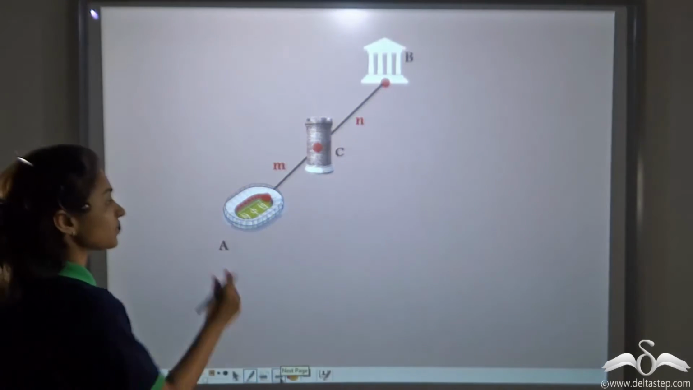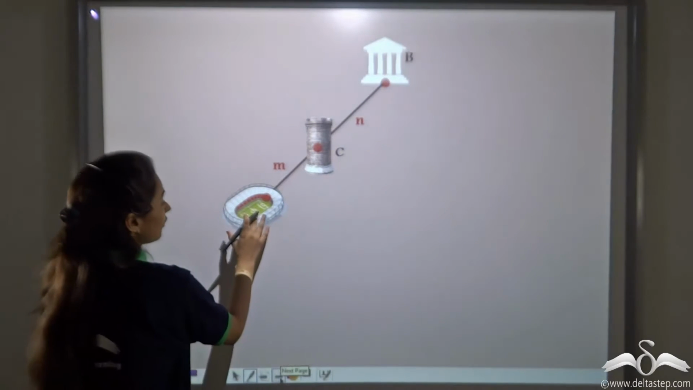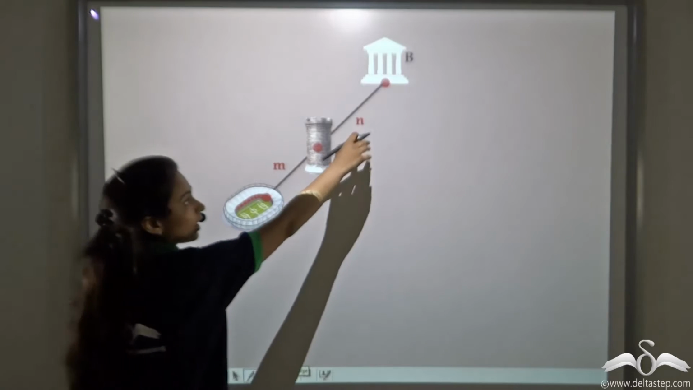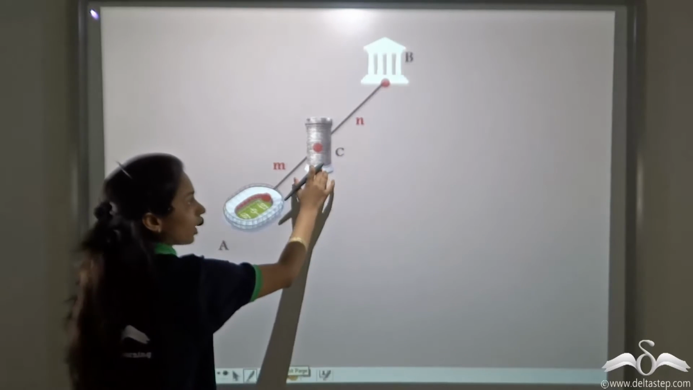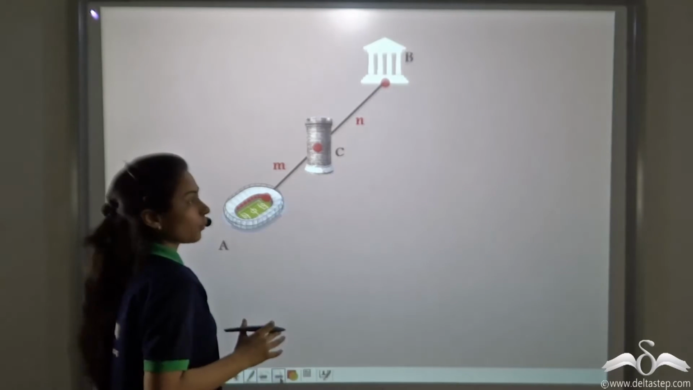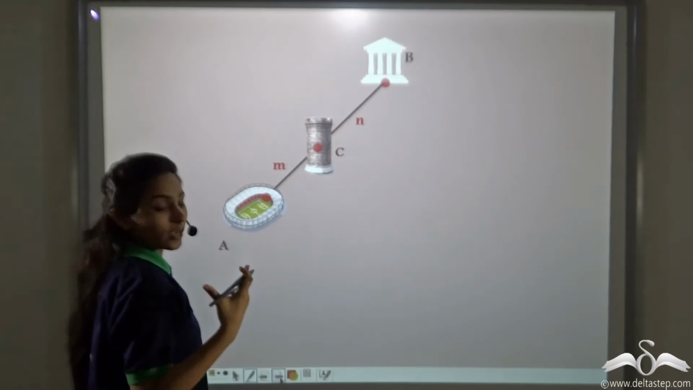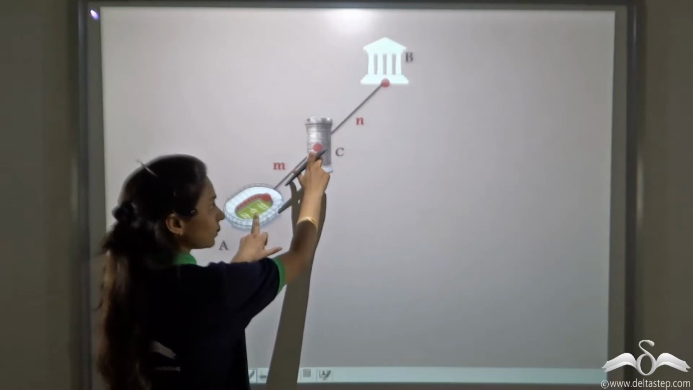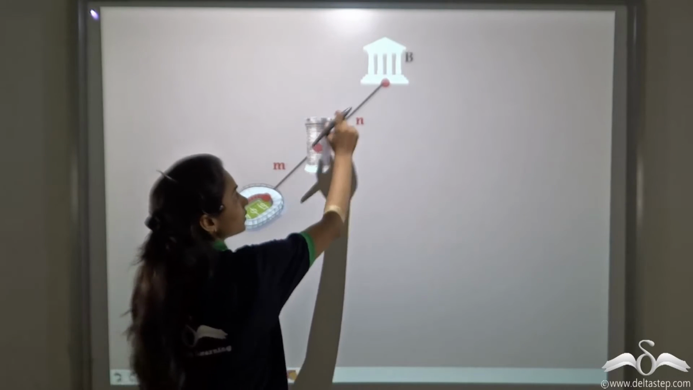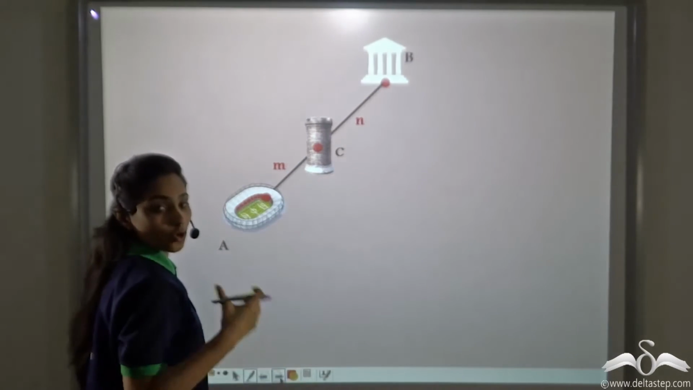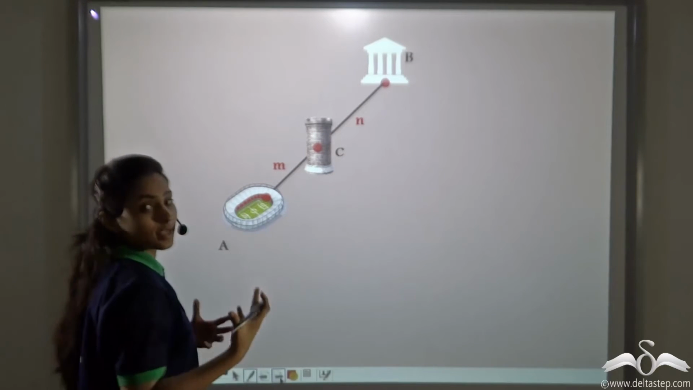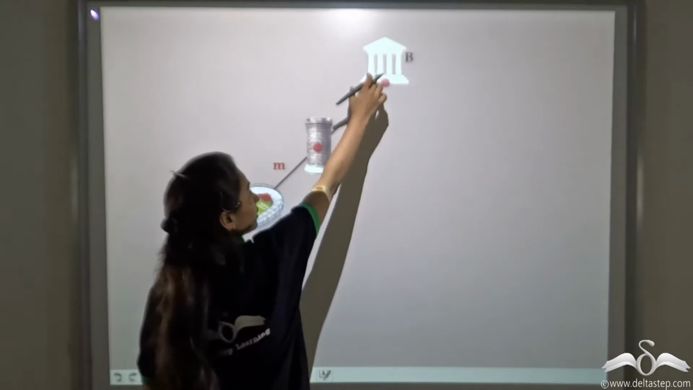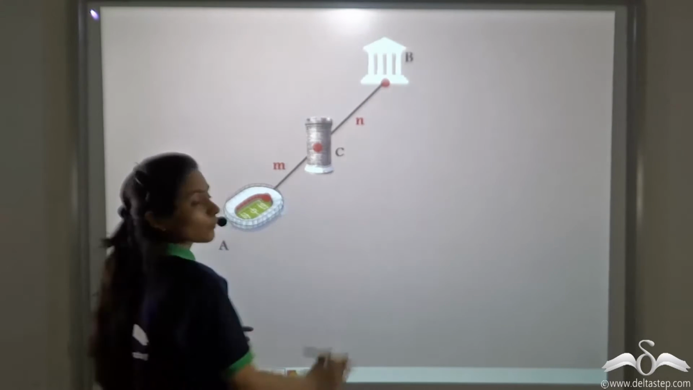Now what we have done, we have simplified the image where we have taken the stadium as A and the tower as C and the white buildings as B. So the tower is in between the stadium and the white buildings. Now what we know is the distance between the stadium and the tower and the distance between the tower and the white buildings. So what we know is the ratio of the distances between the stadium and the tower and the white buildings, that is m:n.